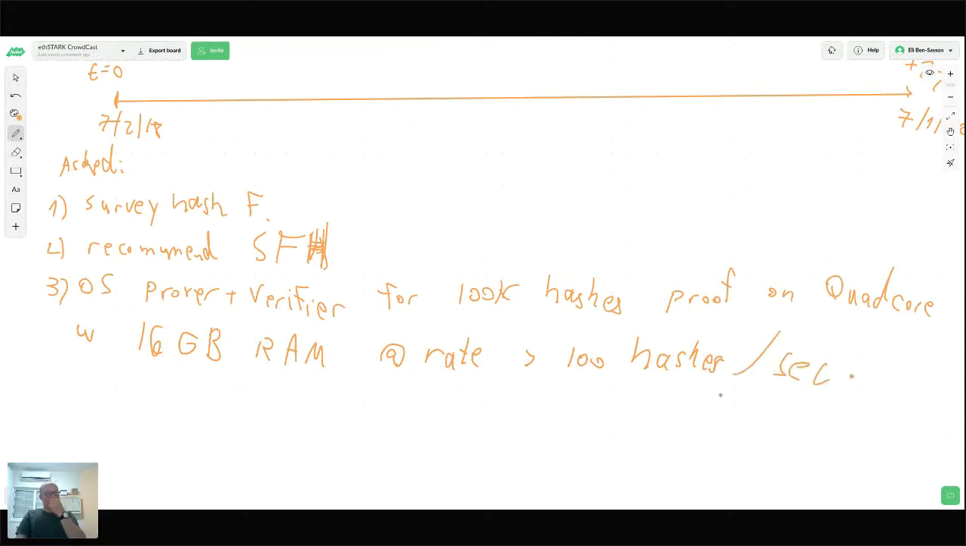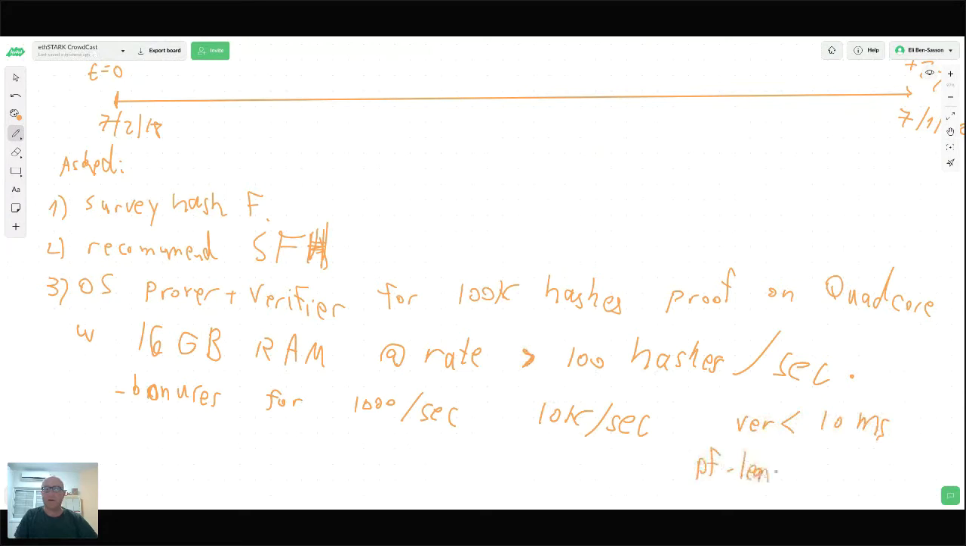Now, by now we reached 10,000 hashes per second. I should say that there are bonuses. The grant had bonuses for rates of 1,000 per second, and another one for 10K per second. When we took this upon ourselves, in the summer of 2018, 2 years ago, even reaching 100 hashes per second was in question. Oh, by the way, the verification time should be less than 10 milliseconds, and the proof length should be less than 200 kilobytes.